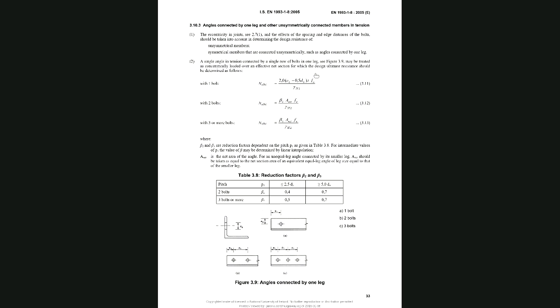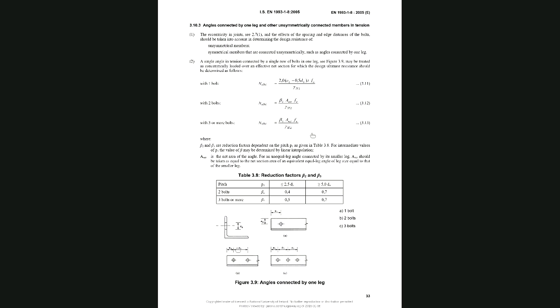Then we put in the value. Sorry, I hadn't got the pointer out there, so just to recap. The pitch distance, down here, is the distance between this hole and this hole. If pitch distance p1 is less than 2.5 times the hole diameter, then we use beta 2 equal to 0.4. So if the hole diameter is 20 millimeters, 2.5 times 20 is 50 millimeters, and if the pitch is less than 50 millimeters, we use beta 2 equal to 0.4.